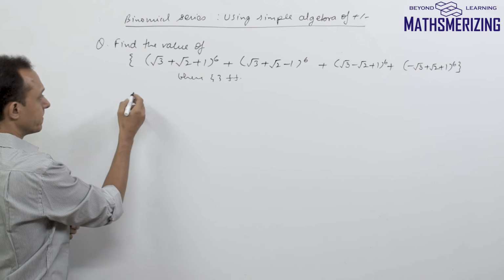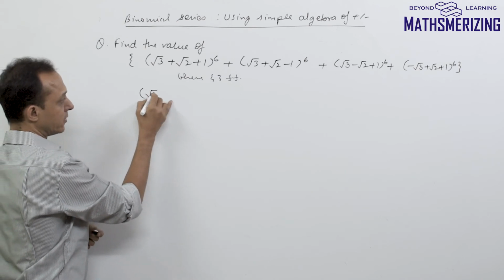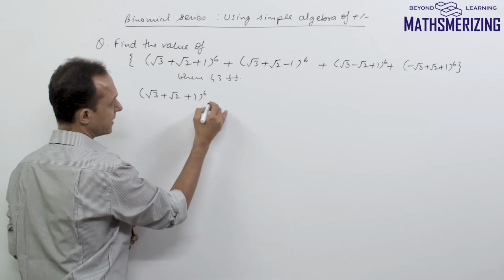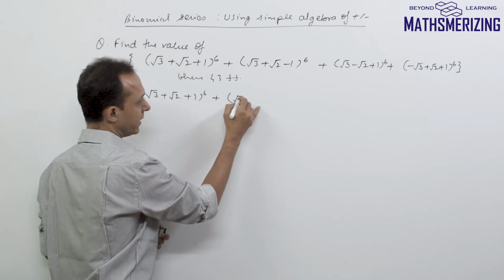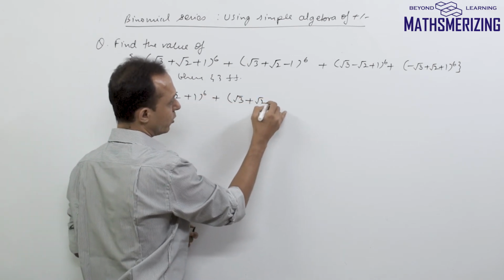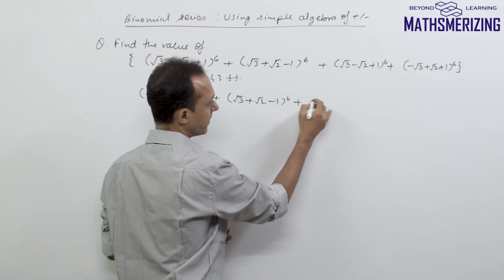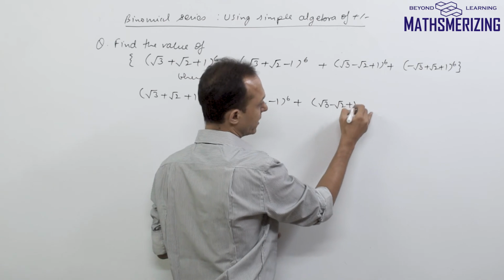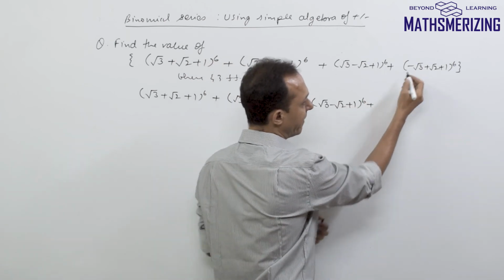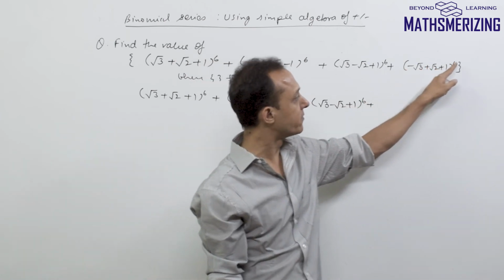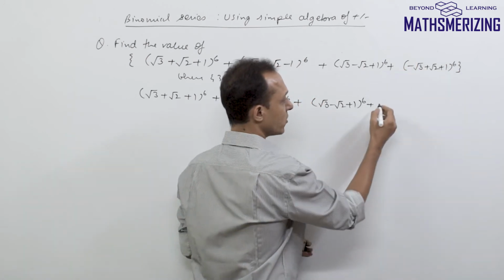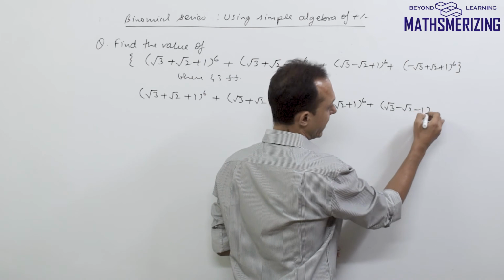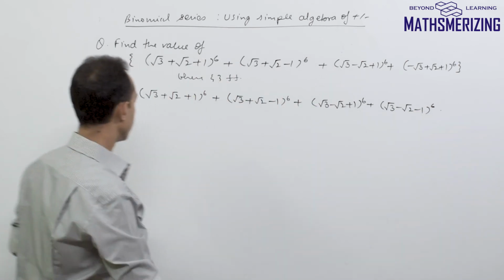Now what I'll do is, I'll write this as (root 3 plus root 2 plus 1) to the power 6, and here I'll write (root 3 plus root 2 minus 1) to the power 6. Here it is (root 3 minus root 2 plus 1) to the power 6, and here I'll take minus 1 common, so minus 1 to the power 6 will be simply plus 1. So I'm going to write it as (root 3 minus root 2 minus 1) to the power 6.